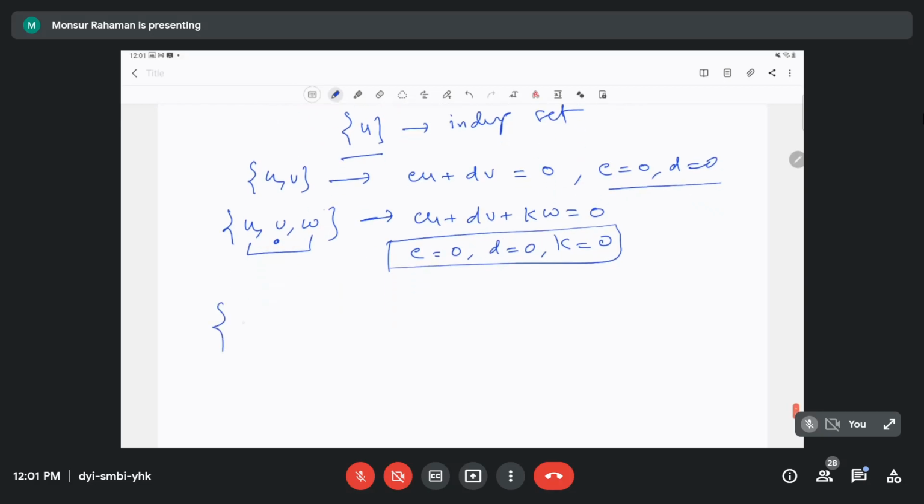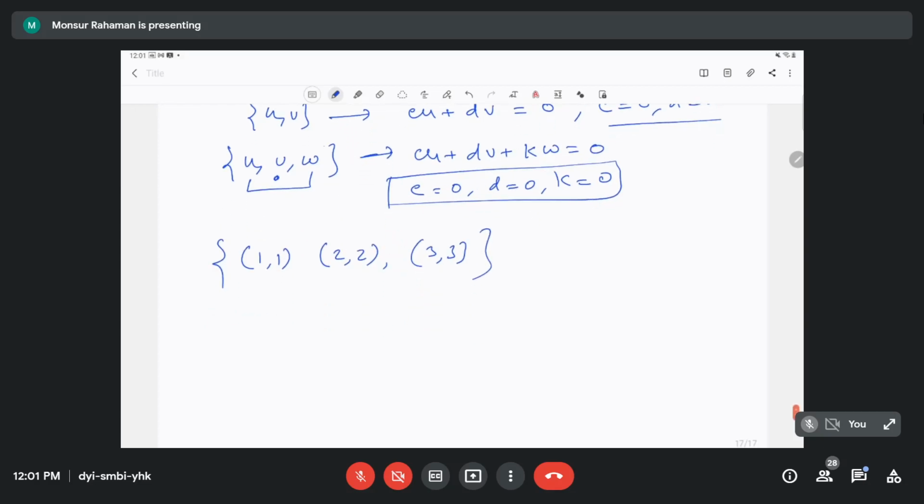For example, if I take (1,1), (2,2) and (3,3), this is a dependent set because you can just see that after multiplying by 2 you get this element, and after multiplying by 3 you get this element. So to make it an independent set you have to eliminate these elements also, keeping (1,1). You are making an independent set out of this mother set.